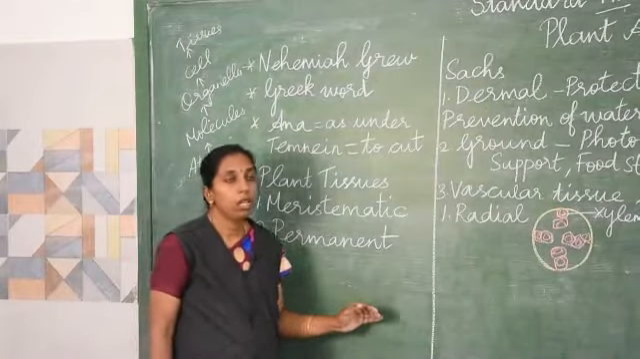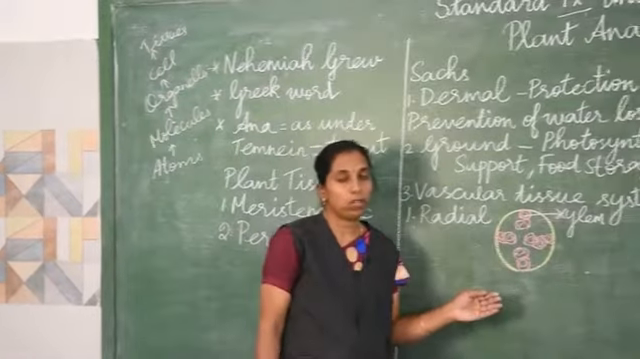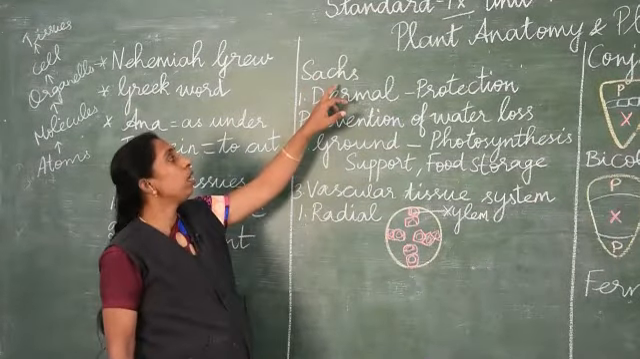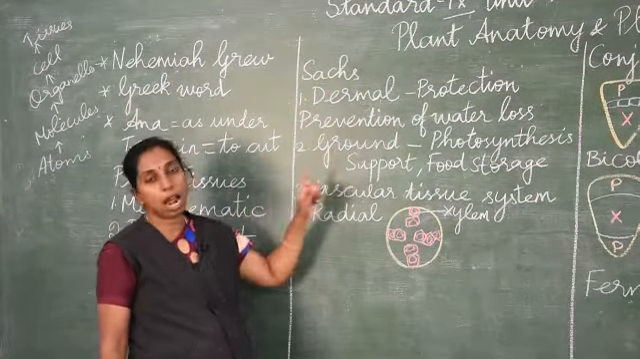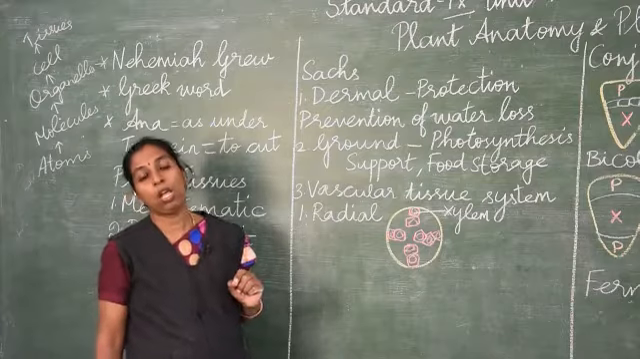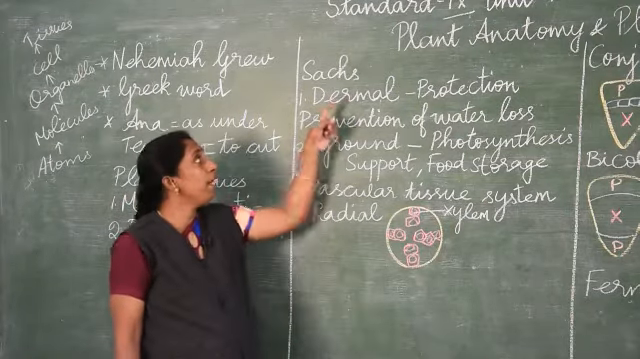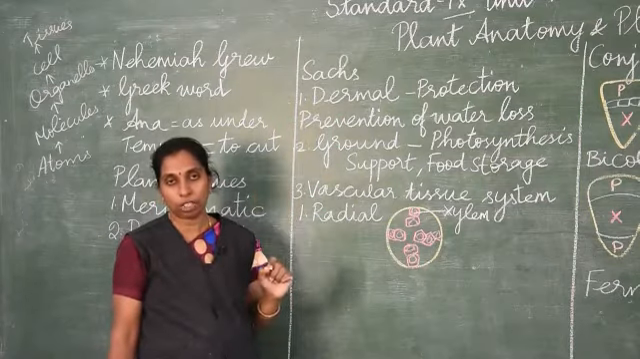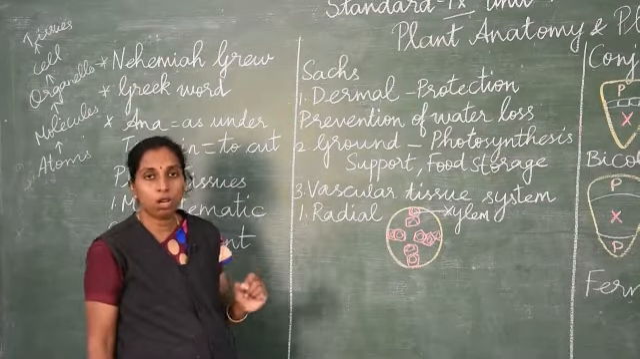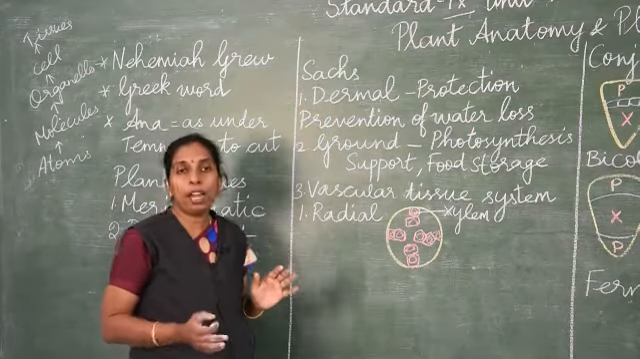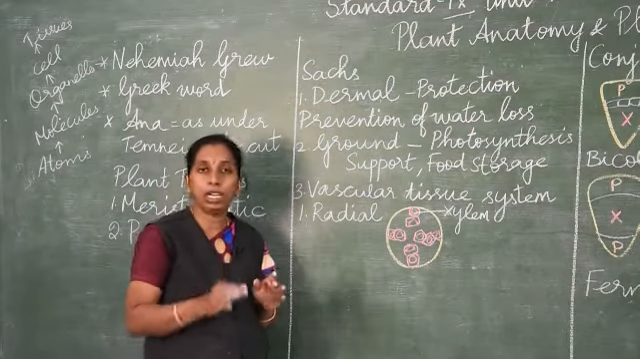Okay, now here a famous scientist named Sachs classified plant tissues. Here this can be asked under 2 marks. What is the classification of plant tissue based on Sachs's classification? It can be asked under 2 marks. So Sachs classified the plant tissue system into 3 types.